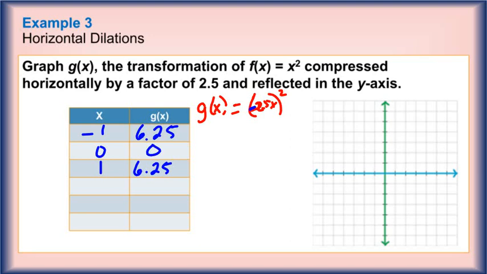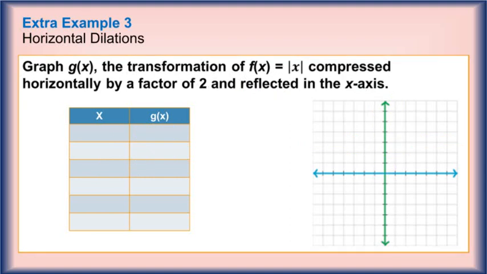If I plot these on my coordinate plane, I have negative 1 and 6.25. That would be roughly here. And then I have, on the positive side, and then 0, 0. So you can see that I have a very narrow quadratic because I'm compressing it. I'm squeezing it horizontally, so I'm squeezing it towards the right, have my left side and the right side go towards each other.